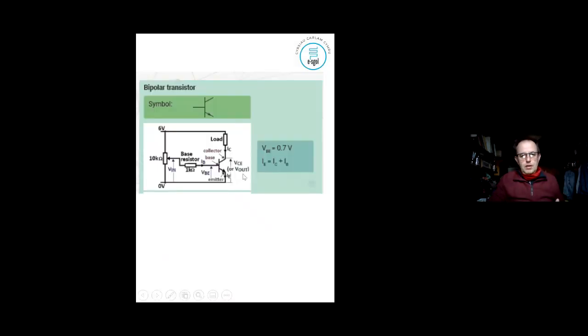So things to remember: the base emitter voltage. You need the 0.7 in order for the transistor to work. The emitter current is IC plus IB, but the base current is so small you can forget about it really, and just assume that the emitter current is equal to the collector current. So points to remember on the transistor itself: you've got the base, you've got the emitter on the bottom, and you've got the collector.